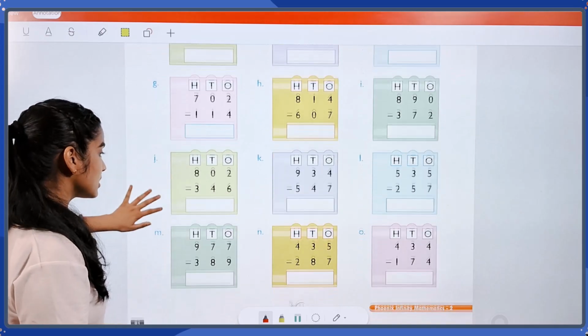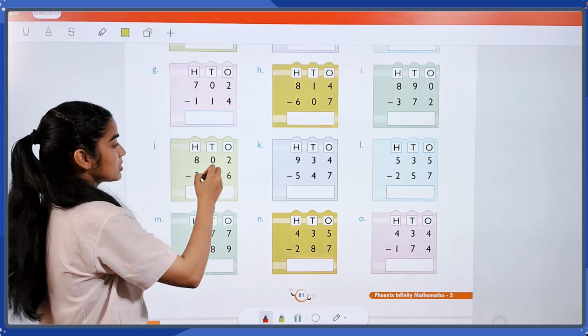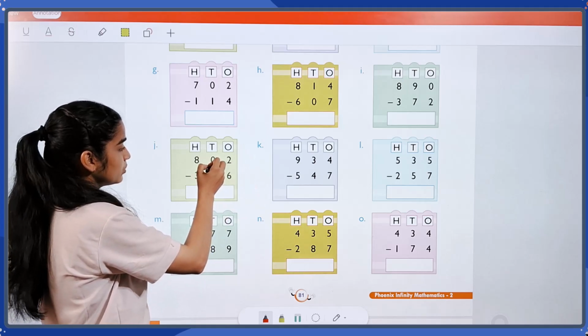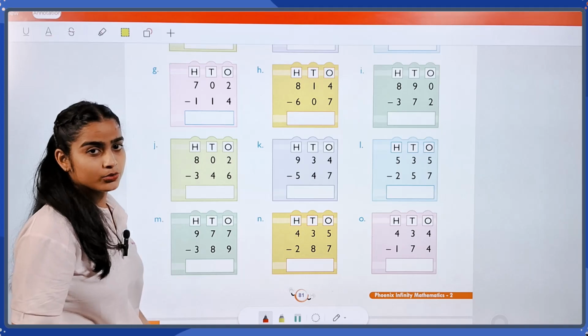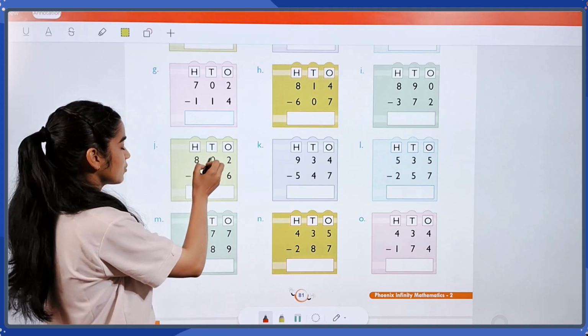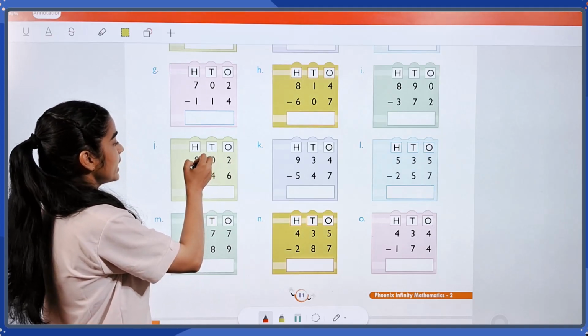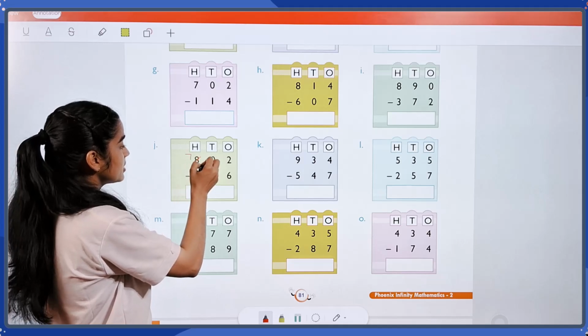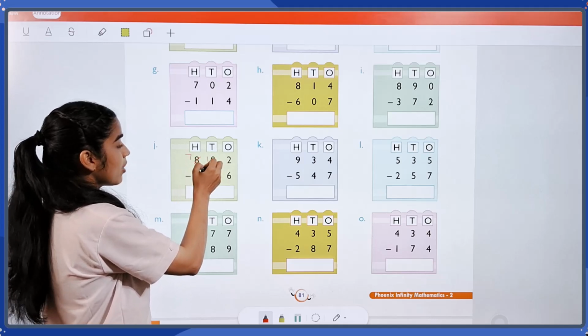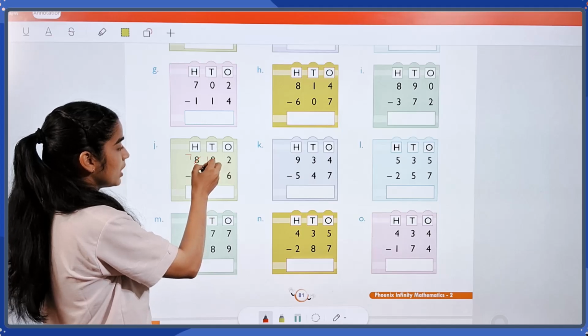Let's take one more example. 2 minus 6 is not possible. So we have to take a carry from 0. 0 is already 0, so what do we have to do first? We move down to 8. So 8 will convert into 7. This 0 will convert into 10. Now 0 has the value 10.